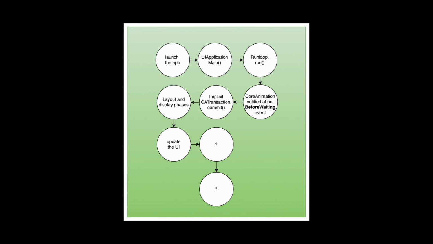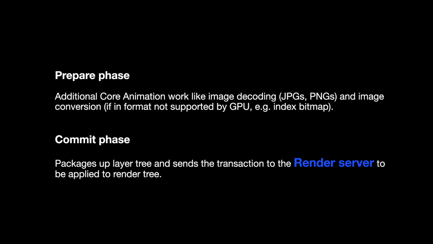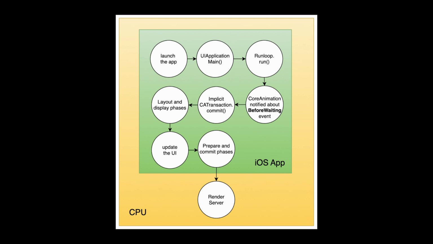Okay, now we know that committing transaction triggers layout and display phases to happen. CA transaction actually has two more phases. Usually developers don't interact with them, but they are important because of what they do. Prepare phase does additional core animation work like image decoding and image conversion. Commit phase packages up layer tree and sends the transaction to the render server to be applied to the render tree.